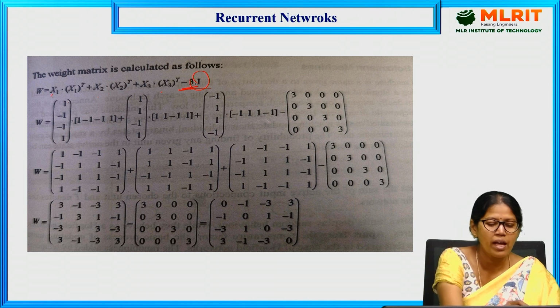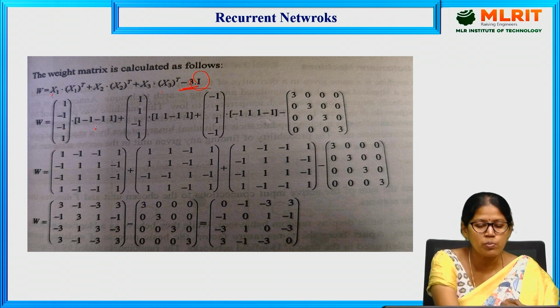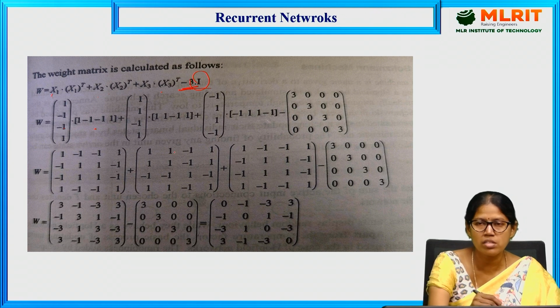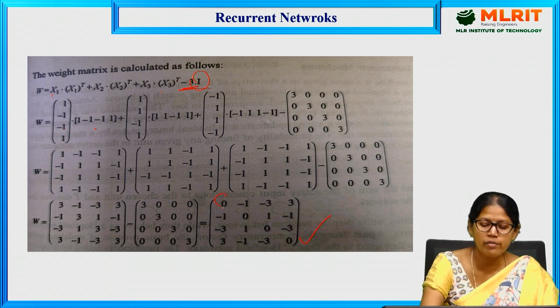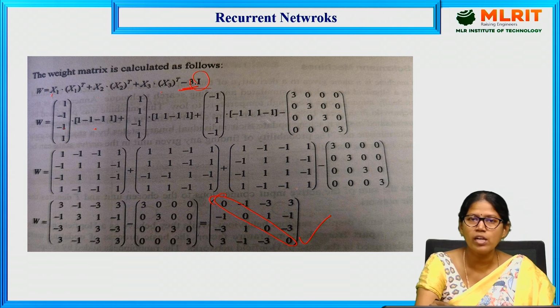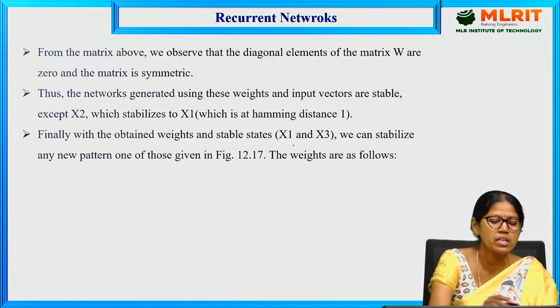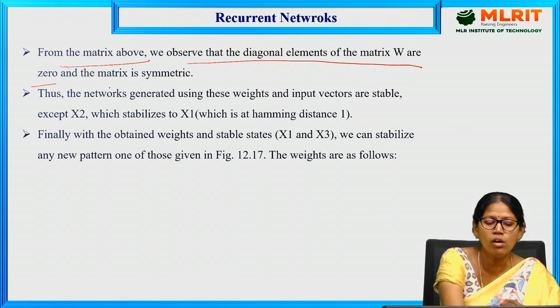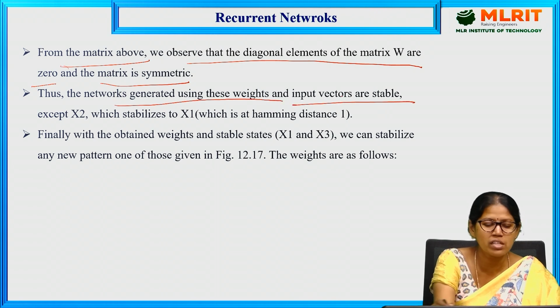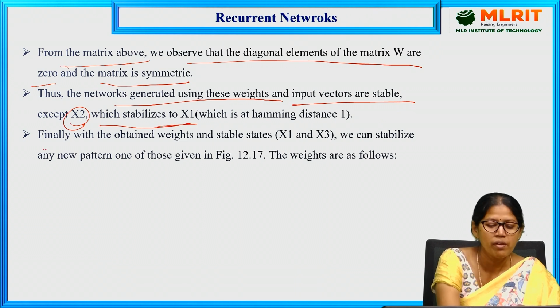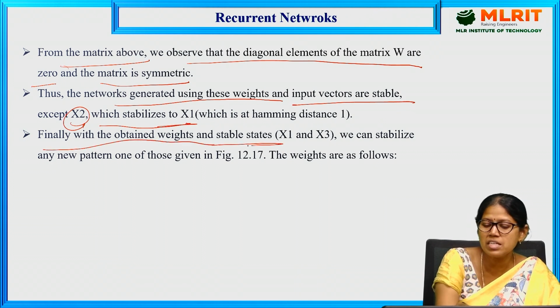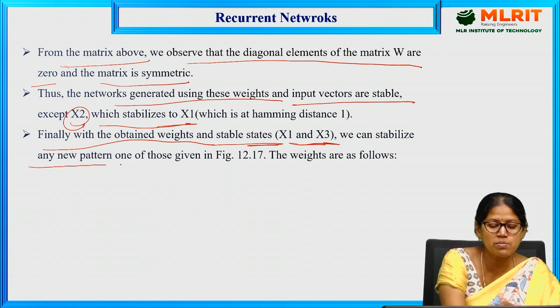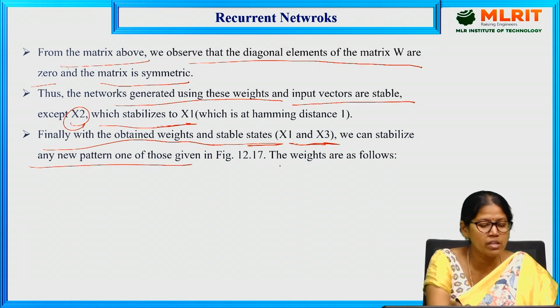So we take the same values and their transpose values, and whenever we perform all these operations, we will get these values. If you observe, all the diagonal values are 0, so we can say it is symmetric. From the matrix above, we observe the diagonal elements of matrix W are 0. The matrix is symmetric. Thus, the network generated using these weights and input vectors is stable, except x2, which stabilizes to x1. Finally, with the obtained weights, the stable states x1 and x3 can be stabilized by a new pattern, and one of those is given in the next diagram.